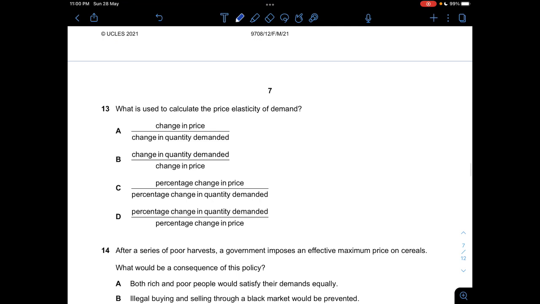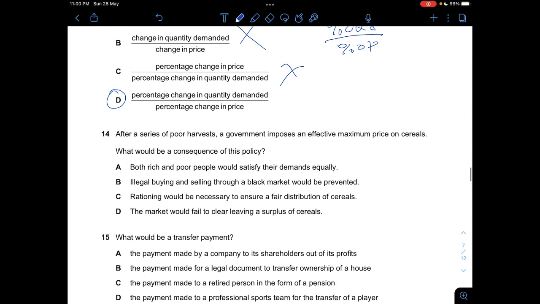Question 13, what is used to calculate PED? So that will be percentage change in quantity demanded over percentage change in price. So A, B is wrong. C is also wrong. Percentage change in quantity demanded over percentage change in price. So this is E.